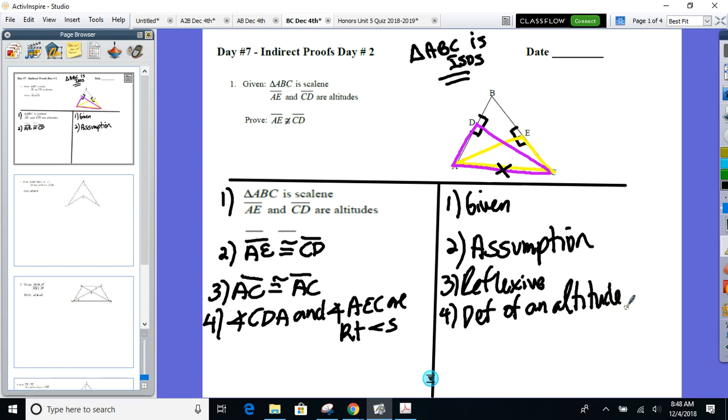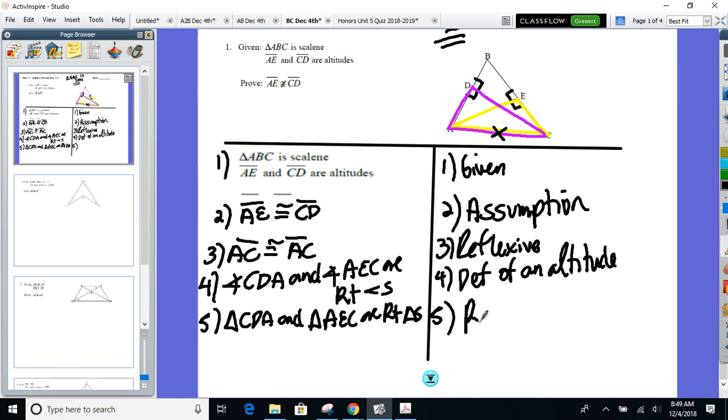Okay, since this will be HL, do I have to say they're congruent? Can you? Absolutely. Still correct, but you don't need to. Now I can say the two triangles are right triangles. So triangle CDA and triangle AEC are right triangles. Anybody remember why? Right triangles have right angles.